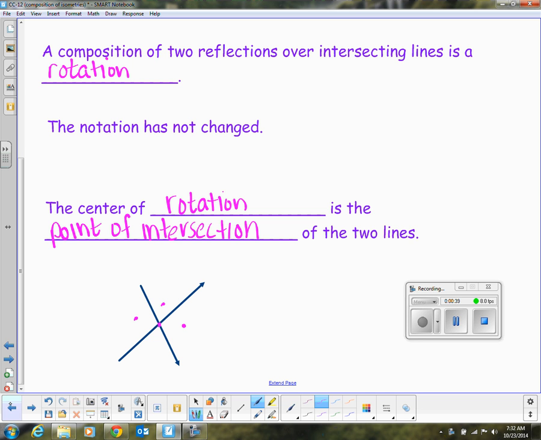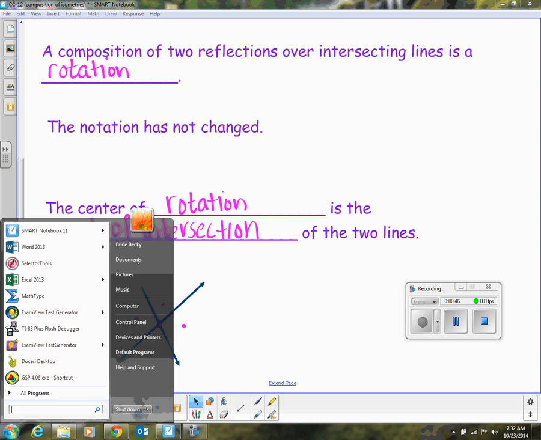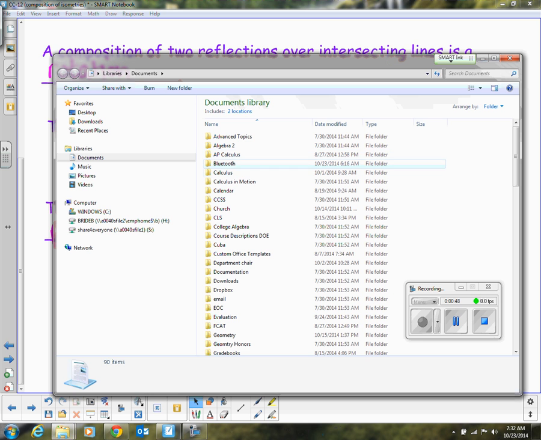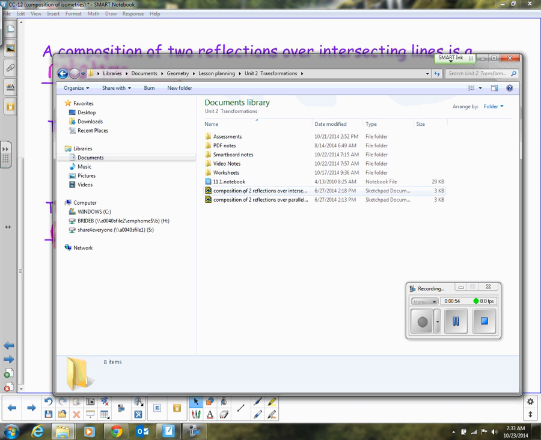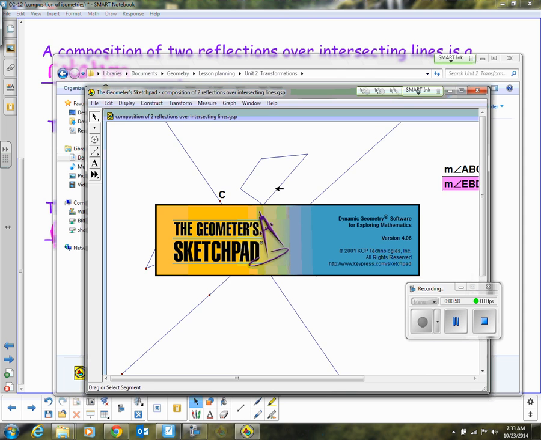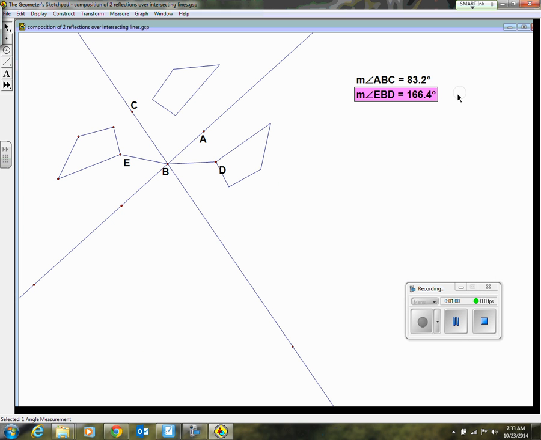And I've got another sketch pad to show you. Geometry Sketchpad has got to be the coolest software that they have ever made. Pardon? Does that say reflections over parallel over intersecting? All right, so here we go.